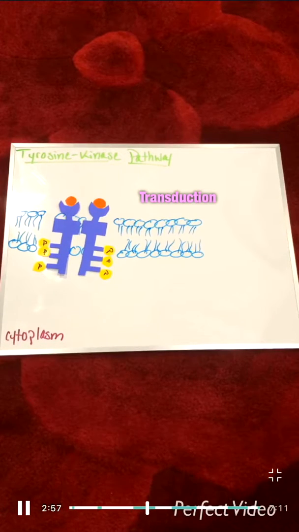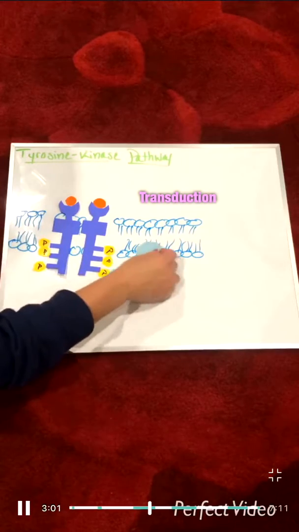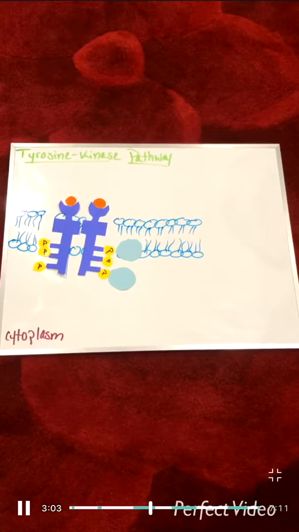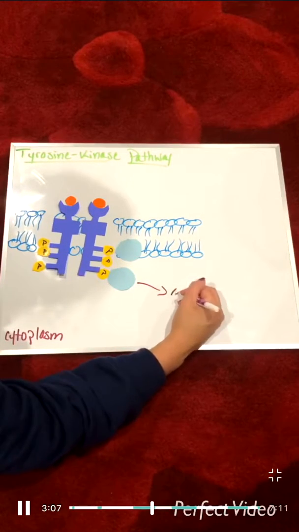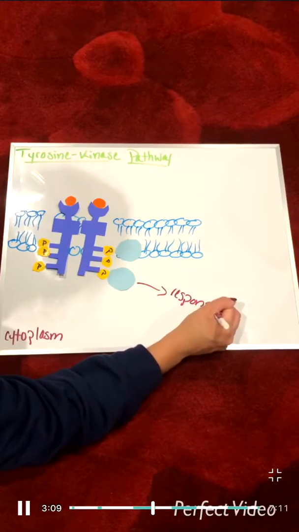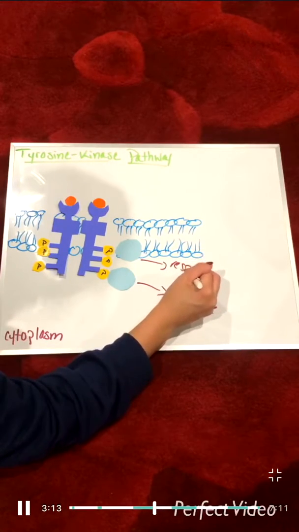And so from that point on, we can have up to 6 relay molecules. So this is one of the most efficient and fastest pathways, because you can have 6 relay molecules attaching to these phosphate tyrosine branches and causing a response within the cell.